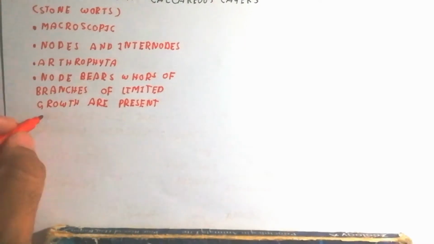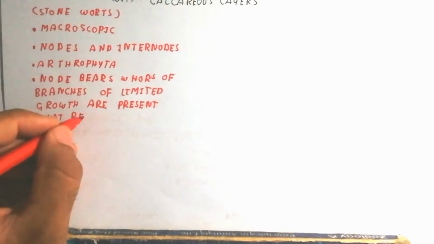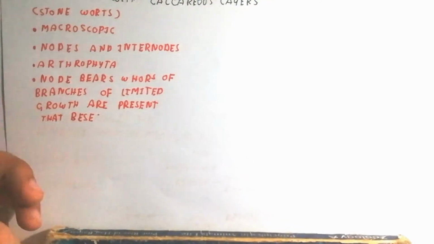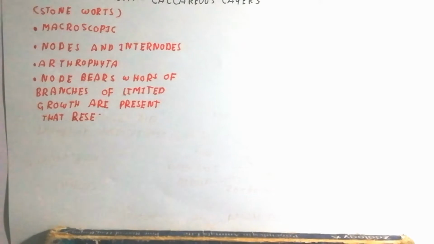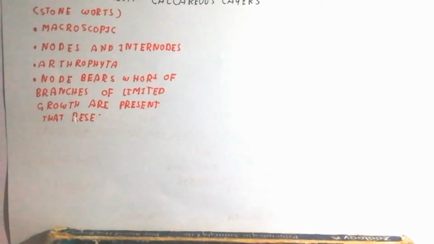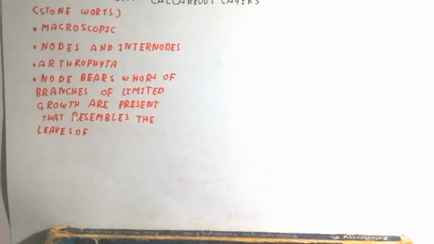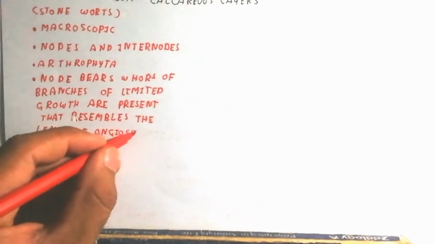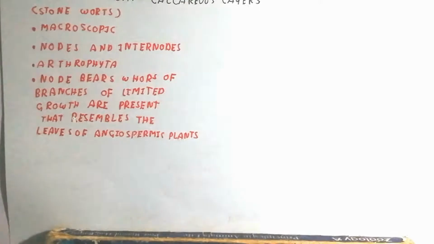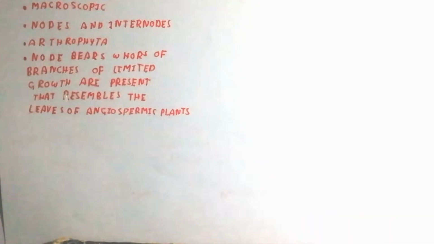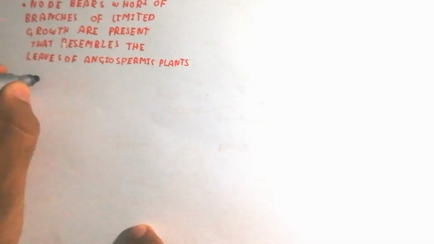It is also known as Arthrophyta because it is jointed, and the node bears whorls of branches of limited growth that resemble the leaves of angiosperm plants. So that is why they are also known as the primary laterals, and there are also internodes and nodes.